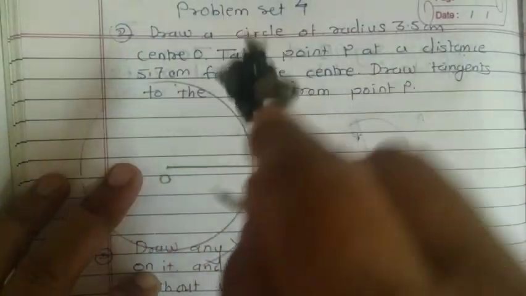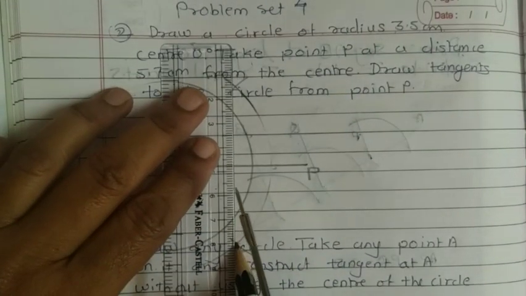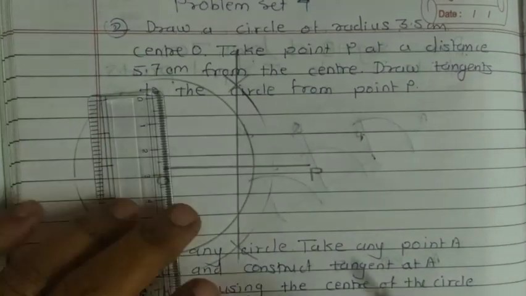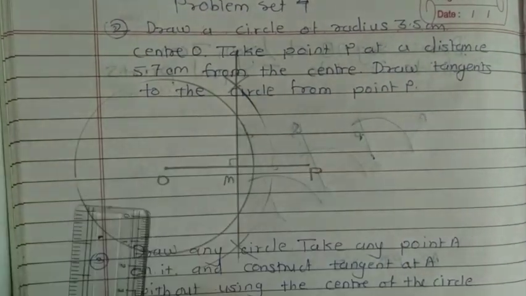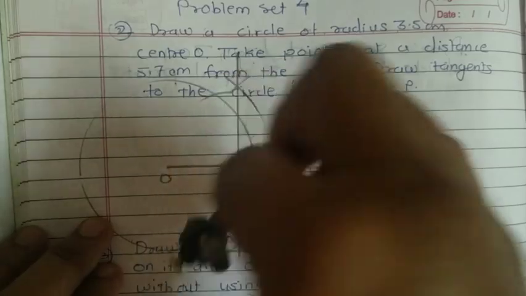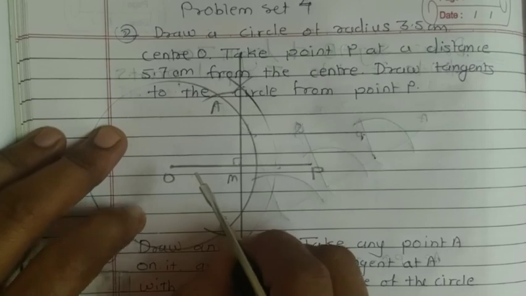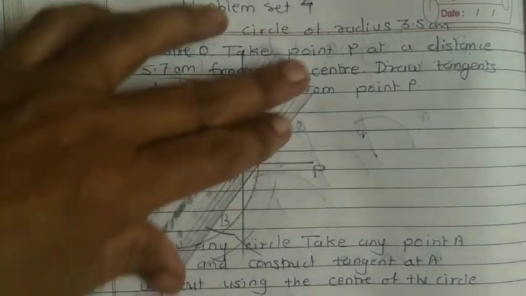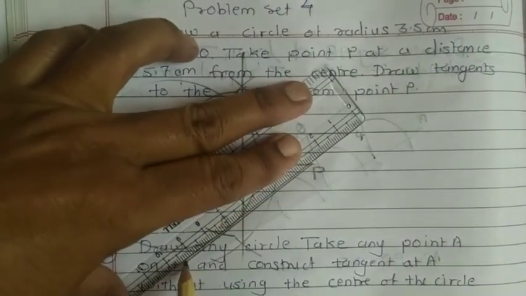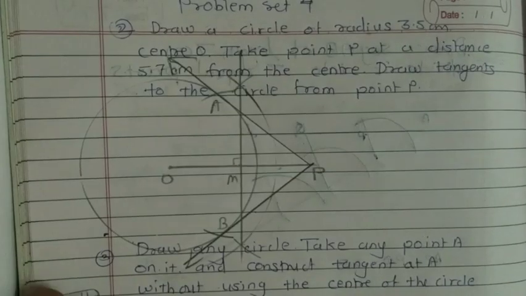This is the perpendicular bisector, and this is the foot of the perpendicular. Taking M as center and MP as radius, we obtain two arcs here. Suppose those points are A and B. This is A and this is B, and when we join PB and PA, we obtain the tangents. Here line PA and line PB are the tangents.